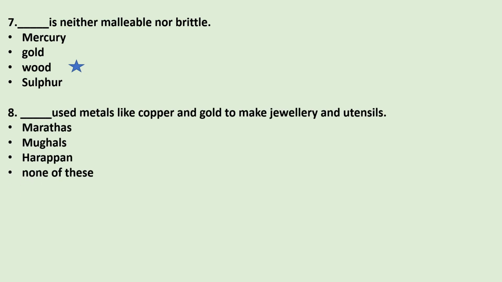Question number 8. Dash used metals like copper and gold to make jewelry and utensils. Okay, so copper and gold were used by whom? Gold was used to make jewelry and copper was used to make utensils. Was it used by Marathas, Mughals, Harappans, or none of these? So the correct answer according to the lesson is Harappans.